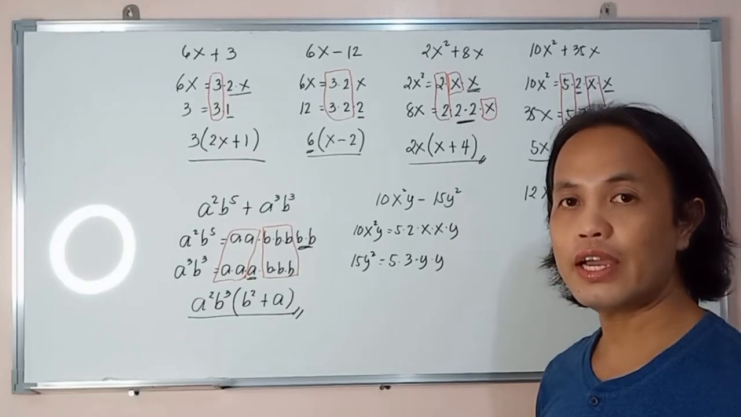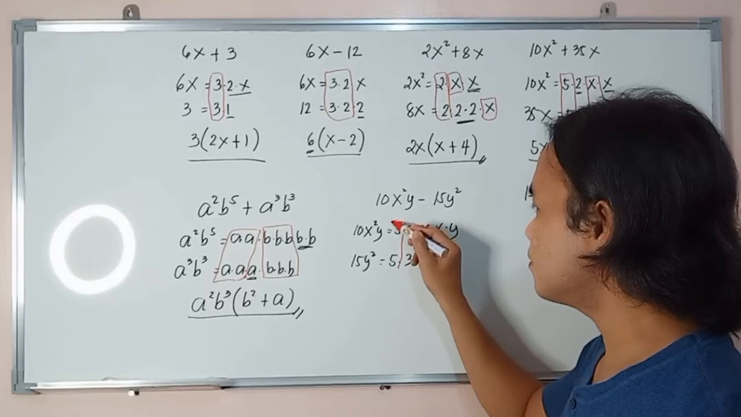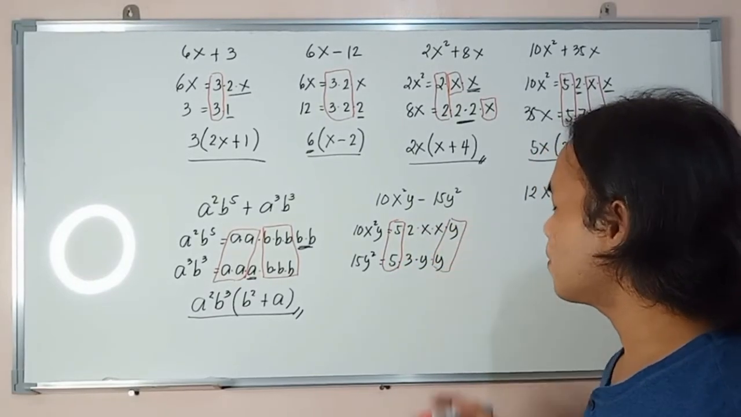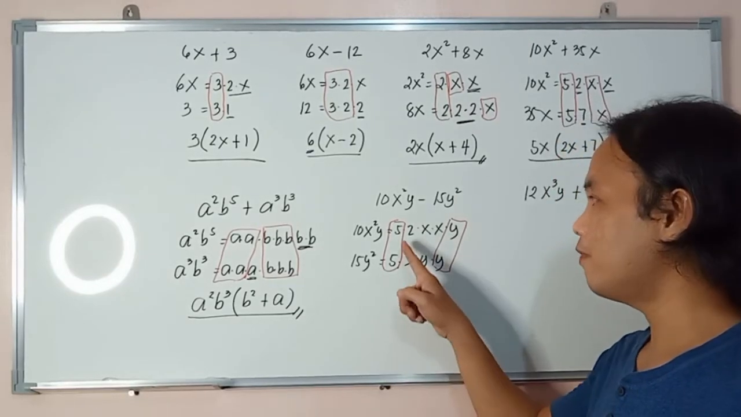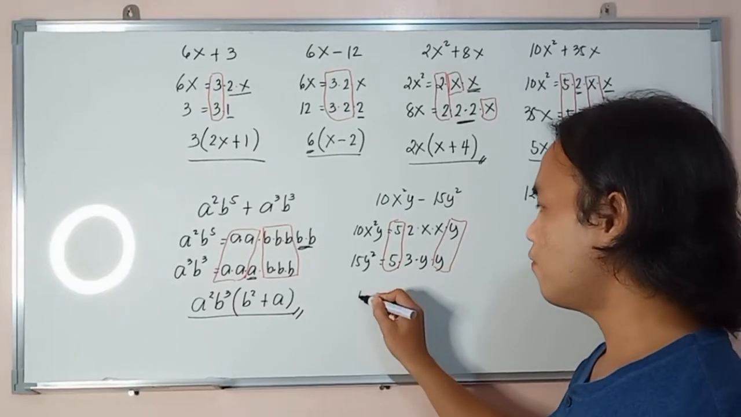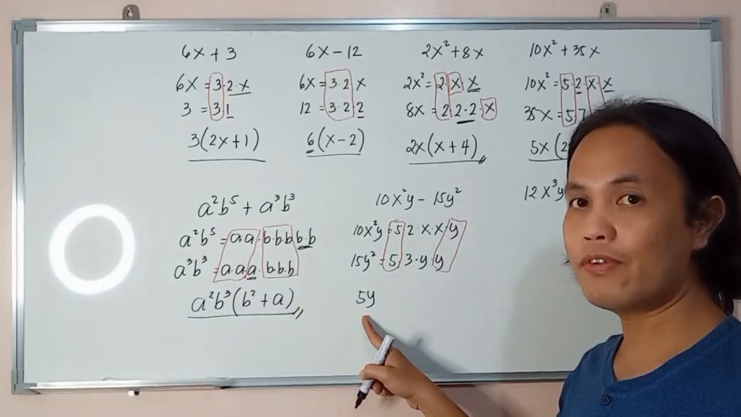Now let's identify the greatest common factor. We have 5 and also we have the y. So therefore, our common factor shall be 5 times y, which is 5y. So we write 5y. So 5y now is our common monomial factor.